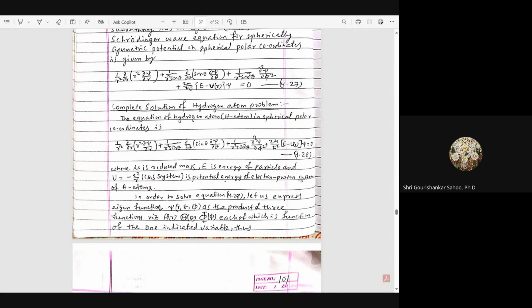reduced mass, E is the energy of the particle, and U, the potential in CGS system, is −e²/r, and it is for the electron-proton system of the hydrogen atom. To solve the equation, you have to express the eigenfunction ψ as a product of the functions R, Θ and Φ, which are functions of small r, small θ and small φ respectively, and you can write your ψ is equal to R(r)Θ(θ)Φ(φ).